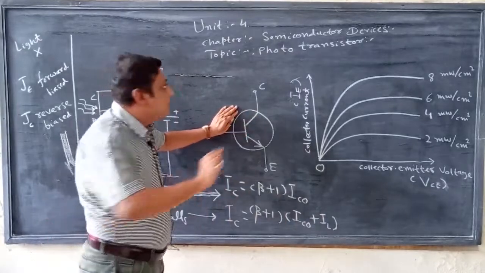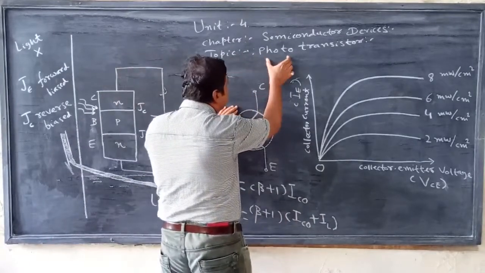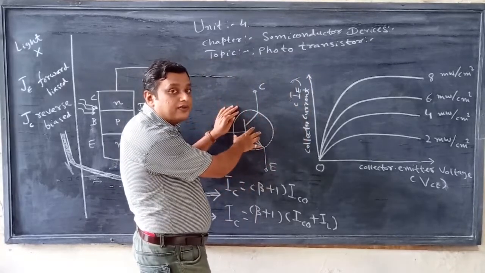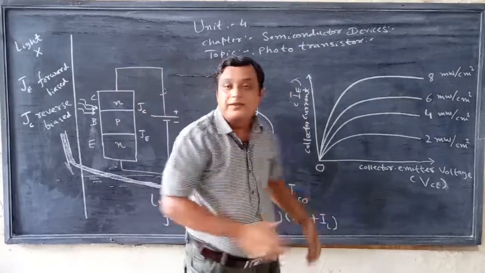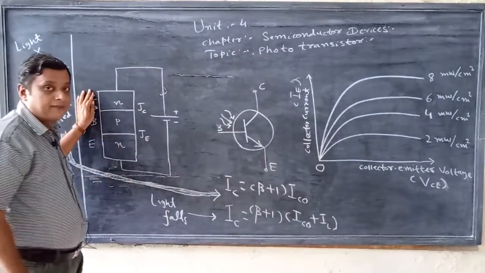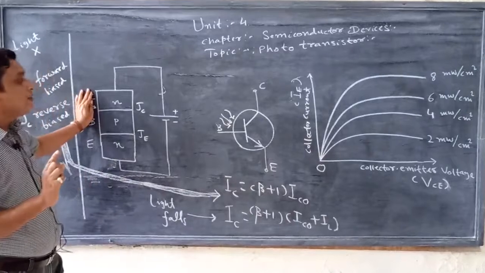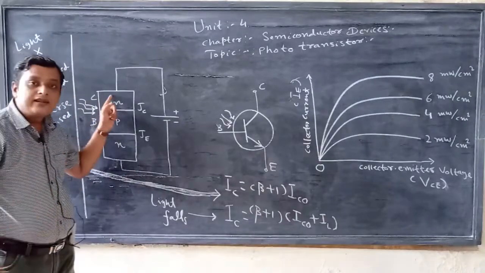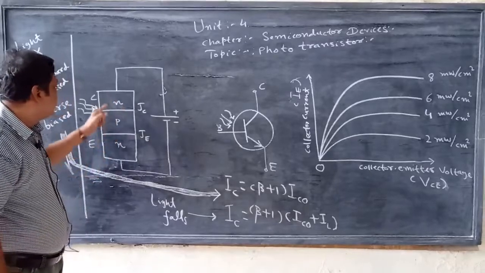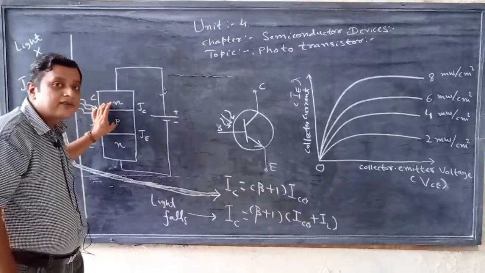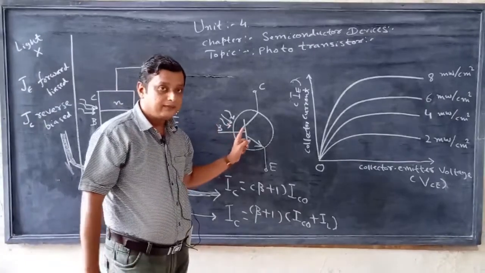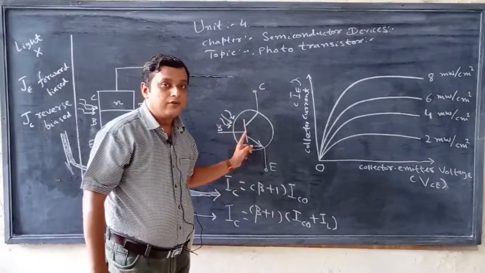But our topic is phototransistor. Transistor means this shows the symbol of the transistor. This is a structure of the transistor. But whenever photons are falling onto the base collector junction, then this is the structure of the phototransistor. This is the structure, symbol of the phototransistor. Okay.